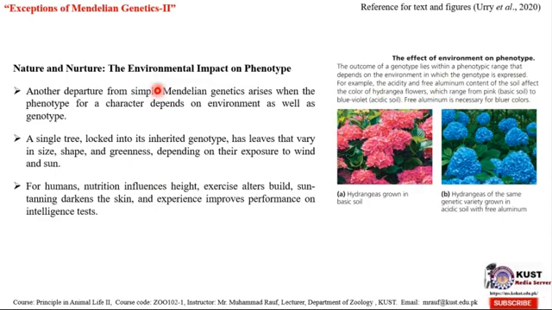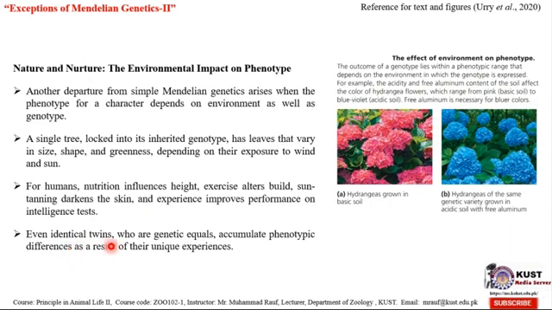What I have explained already, you can see here from these lines: the color, the shape of the leaves, and the height. The exercise helps in building the muscles, the sunlight helps in darkening the skin, and the experience improves performance. So these are some of the examples where the genes are being influenced by the environmental factors.